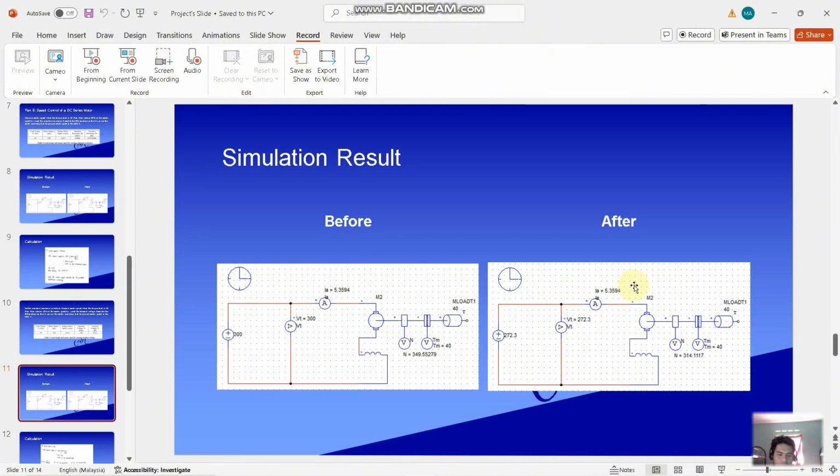The voltage drop across the motor decreases, resulting in a lower speed. This confirmed that reducing the supply voltage effectively decreases the motor speed while maintaining constant torque. That's all from me. Thank you.